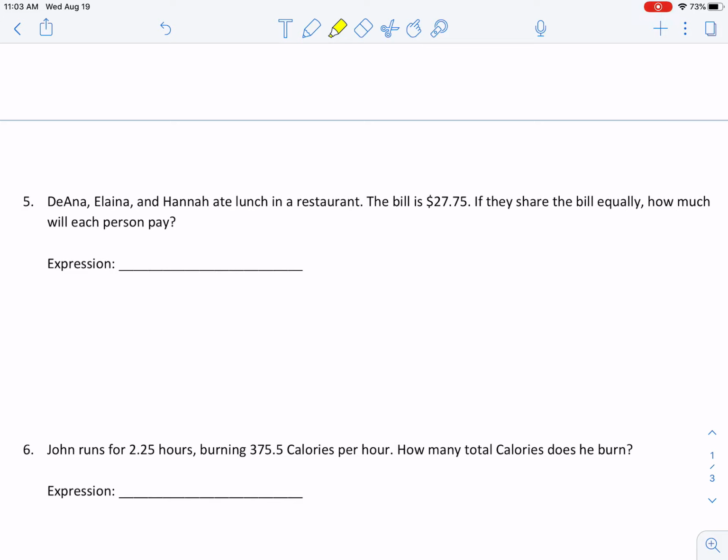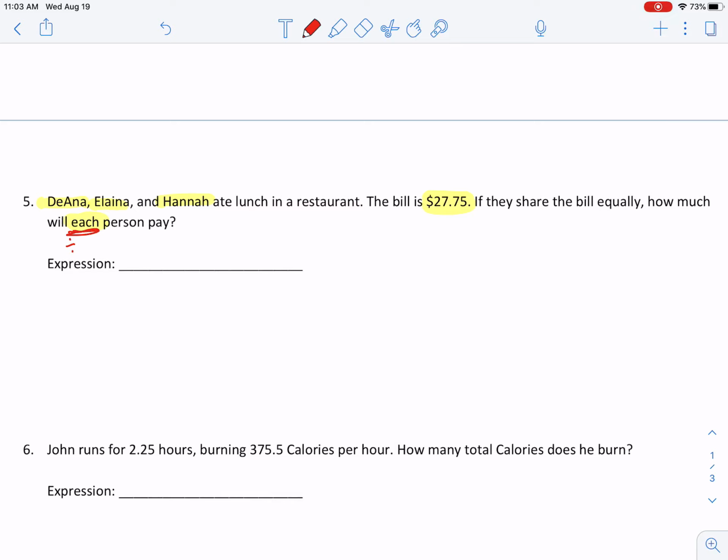So let's look at some keywords. So I know that there are 3 people, 3 girls. The bill came up to be a total of $27.75. If they shared the bill equally, how much will each person pay? So we have some keywords, and the keyword that we can look at definitely would be that word each. If it says per, each, or every person, it usually means to divide, because we're looking at how much each of those 3 girls paid if they wanted to share the bill equally.